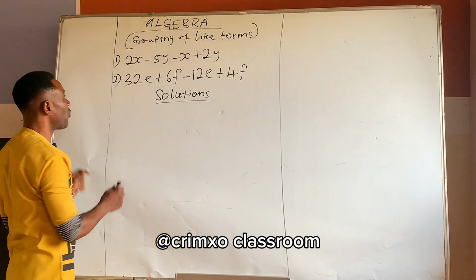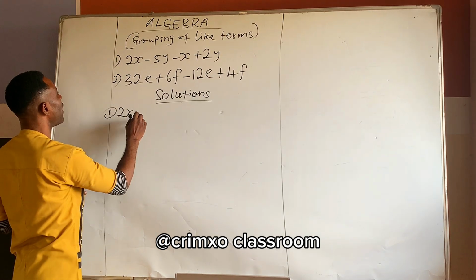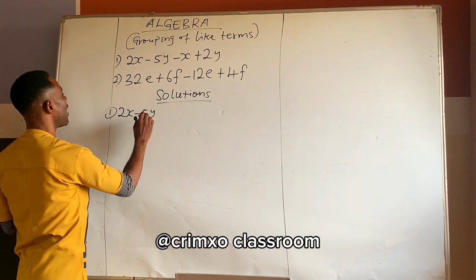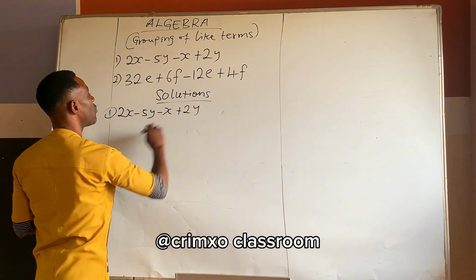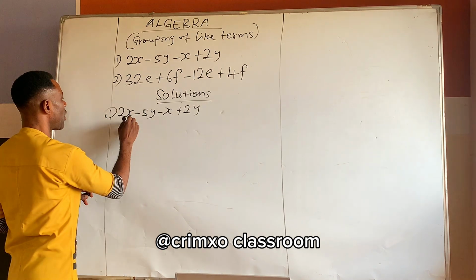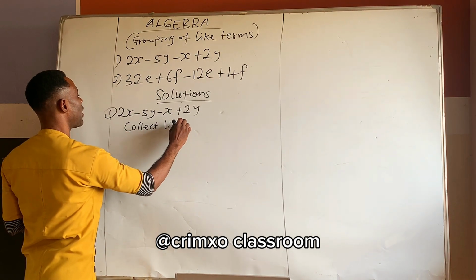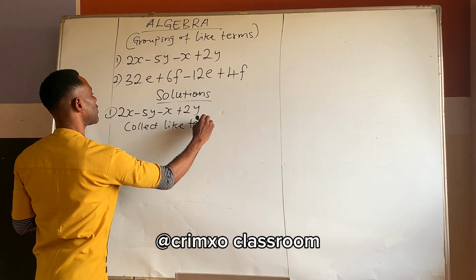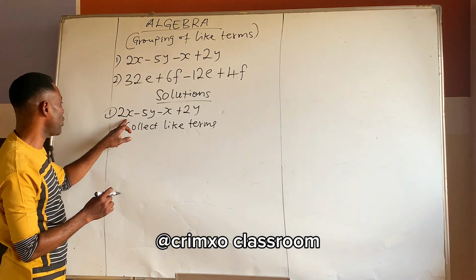So let's start from number 1. 2x minus 5y minus x plus 2y. So here, look at what we are going to do. Collect like terms. Collect like terms, that is, we have 2x.